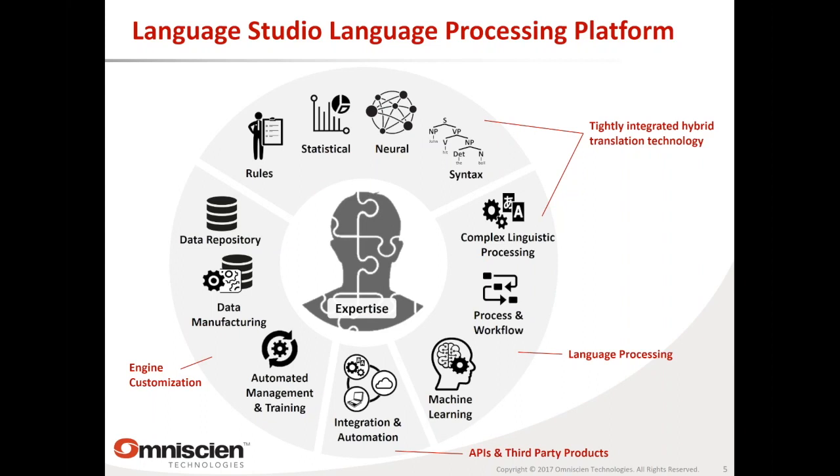So with the Language Studio platform, we're able to offer hybrid machine translation that integrates rules, statistics, neural, and syntax. We are the only platform today that can offer all those in a single workflow and a single translation outcome. We have complex linguistic processing. We have very powerful process and workflow tools. And of course, we offer machine learning. Now I'll be going into each of these in a little bit more detail shortly. We are, of course, integrated with many third-party products, and we have a comprehensive set of APIs and tools. Finally, we have our data repository that hooks in with our data manufacturing and automated management and training.